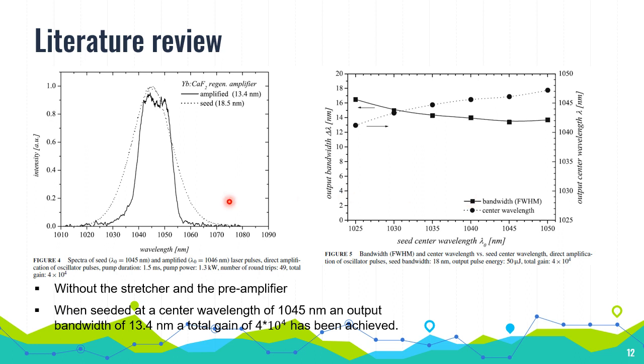And Figure 4 is an experiment. In this paper they conduct two kinds of experiments. In this experiment they take out the stretcher and the preamplifier, so they just let the initial light into the second stage of the amplifier. So our seed light into the amplifier is about 1045 nanometers in center wavelength, and the output amplified pulse has a bandwidth of 13.4 nanometers, and a total gain of 4 times 10 to the power 4 has been achieved.